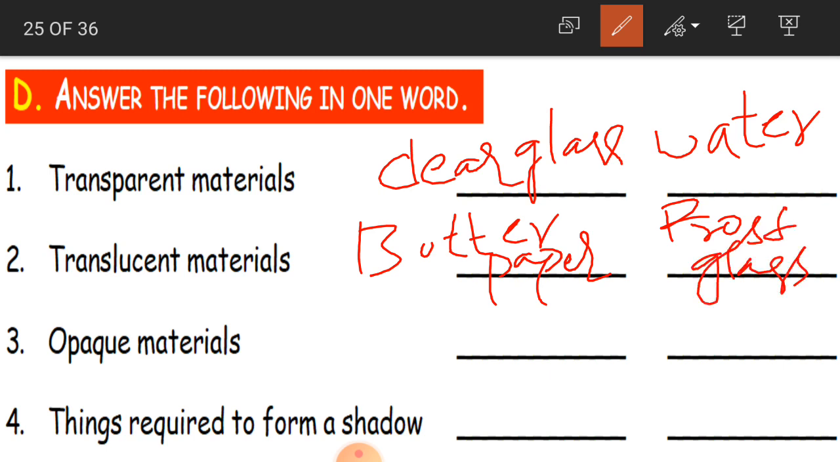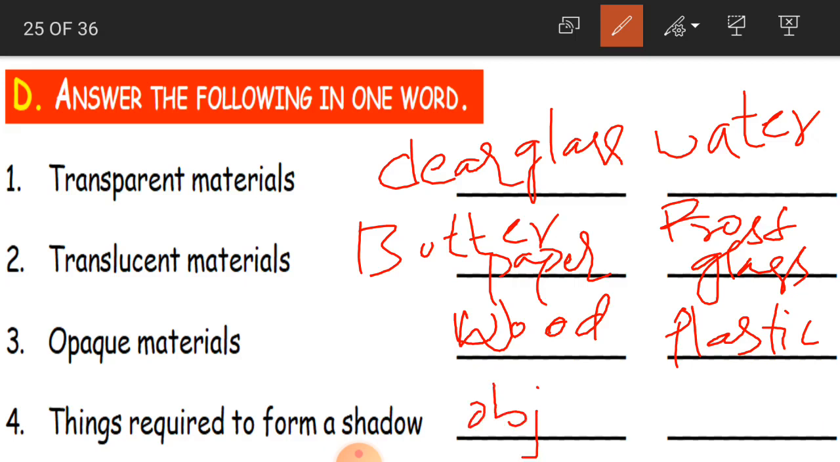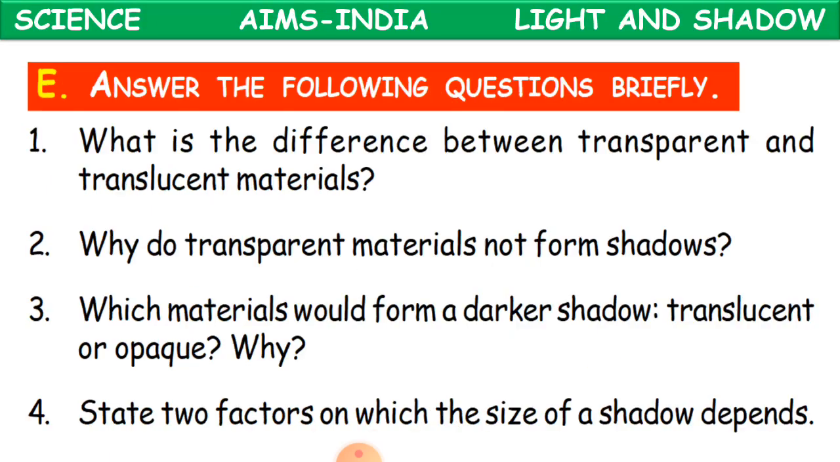And opaque materials, you can take wood, you can take plastic, any kind of plastic material or wood material. Okay. Things required to form a shadow: you need an object, you need light. Okay, children. So this is how you have to answer your questions.